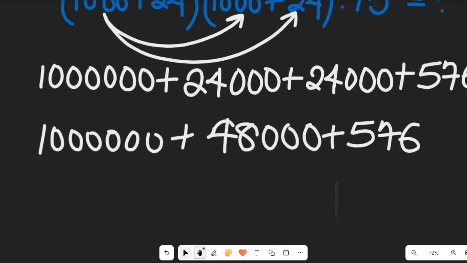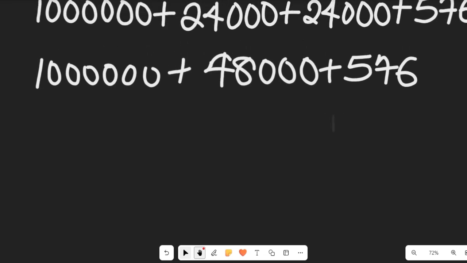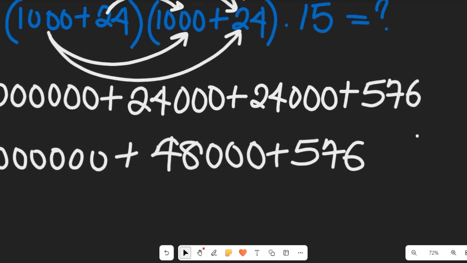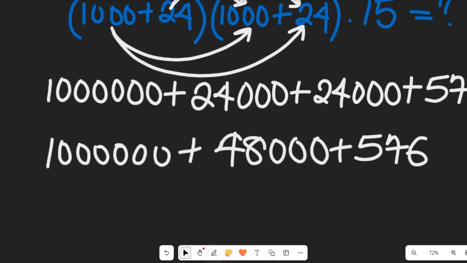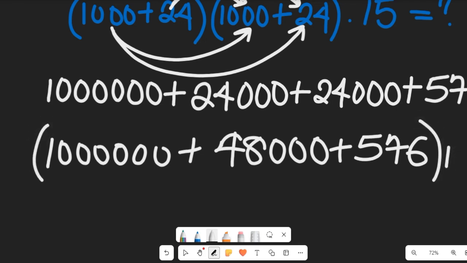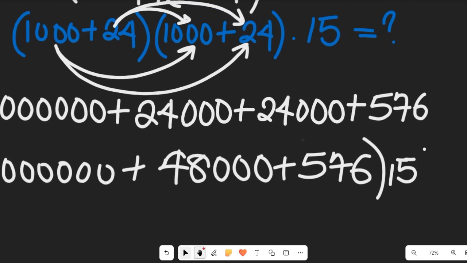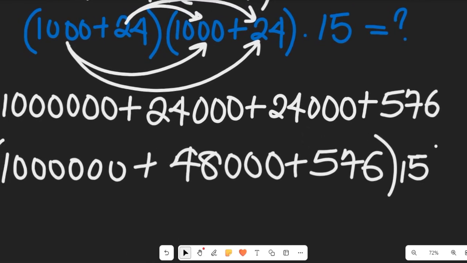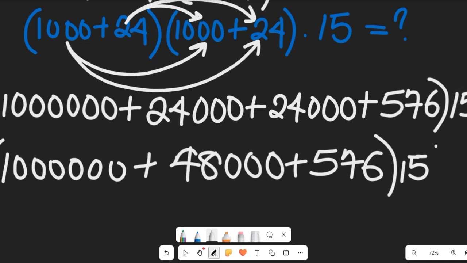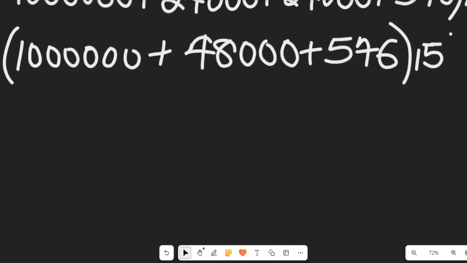Great. So if I simplify this by adding this, remember all this is still multiplied by the 15. Let's not forget our 15. Remember all this is still multiplied by 15. Let's not forget our 15 here, right? So if we do that, we are going to have this.